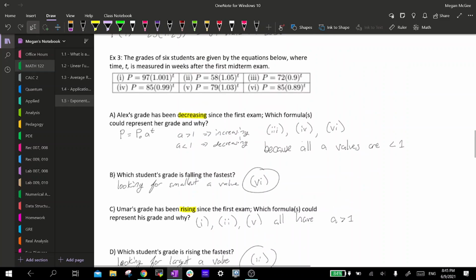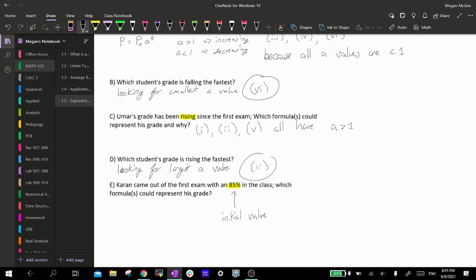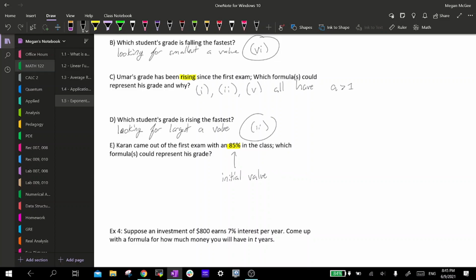So if we look at the table again, we see that equation number 4 and equation number 6 both have 85 as their initial values. So both of those are contenders for being Karen's grade. So number 4 and number 6.